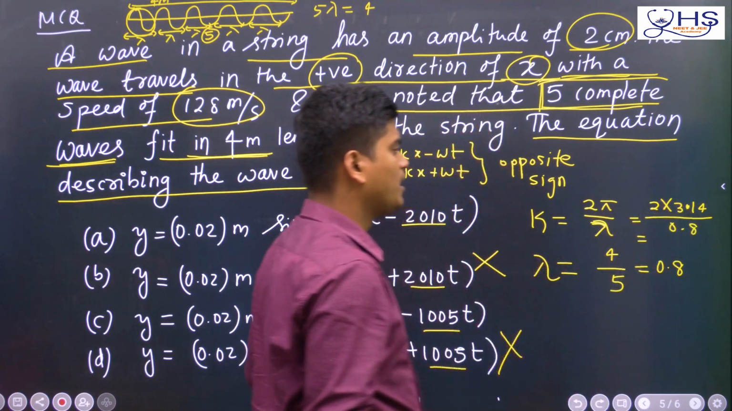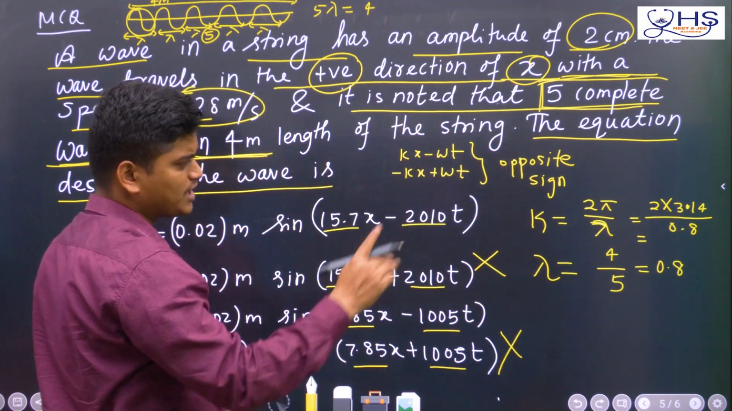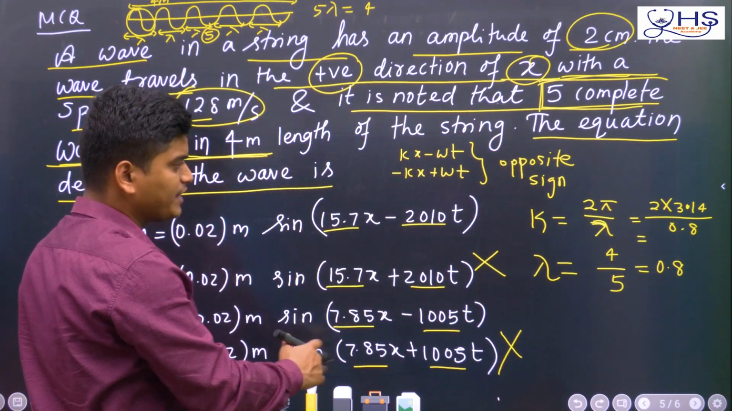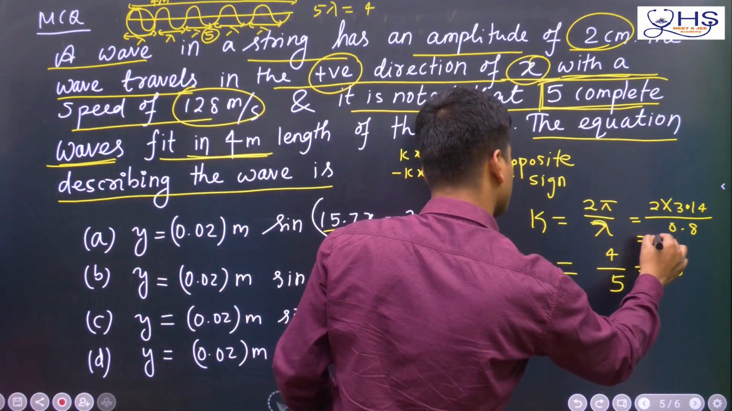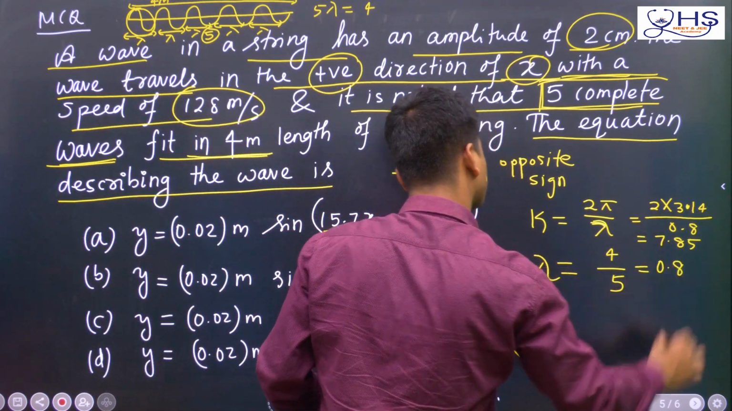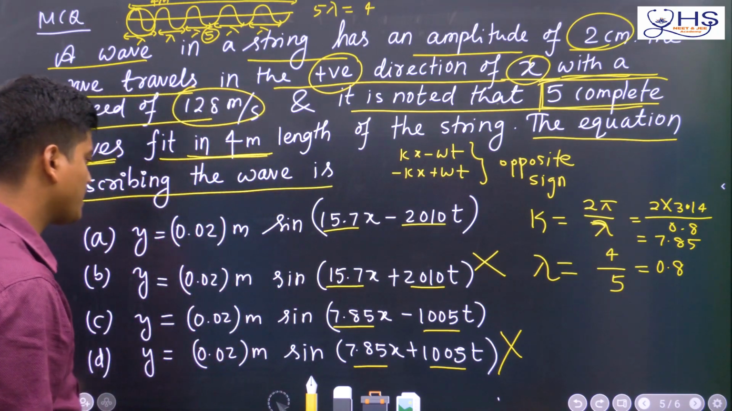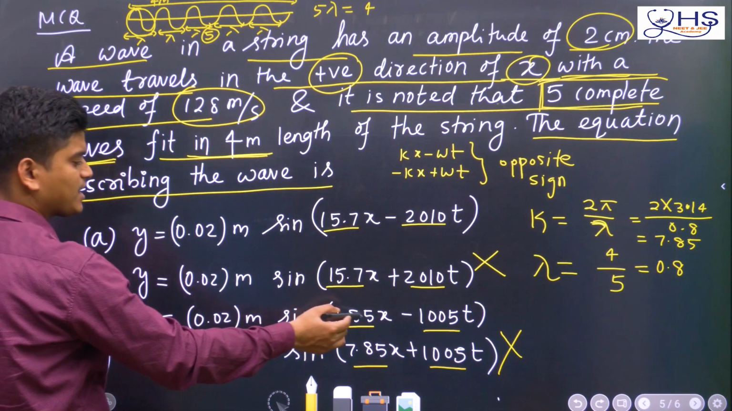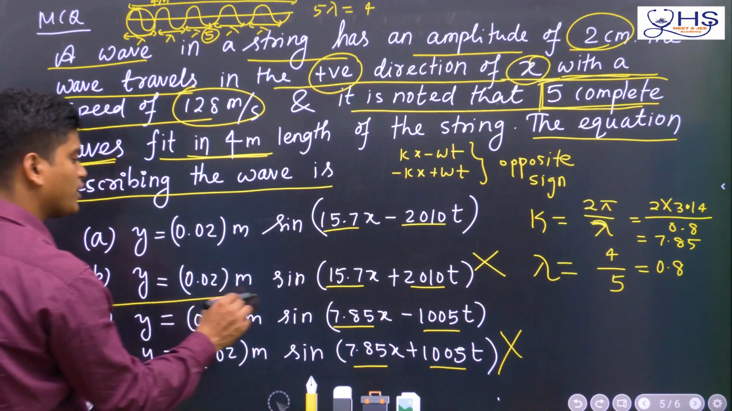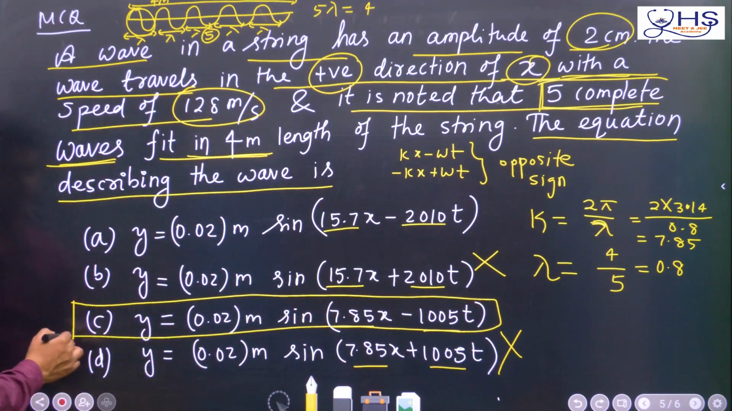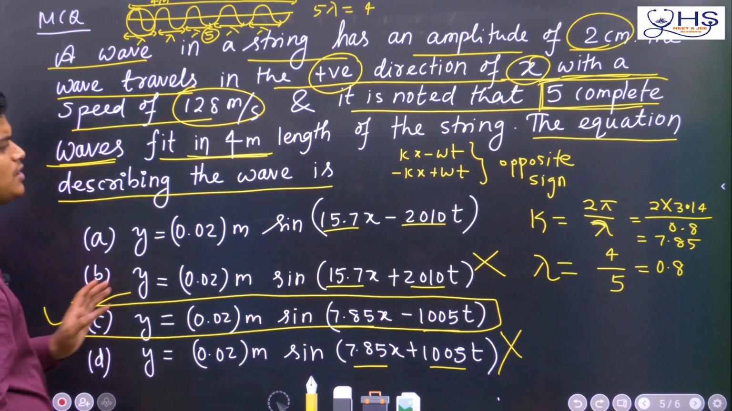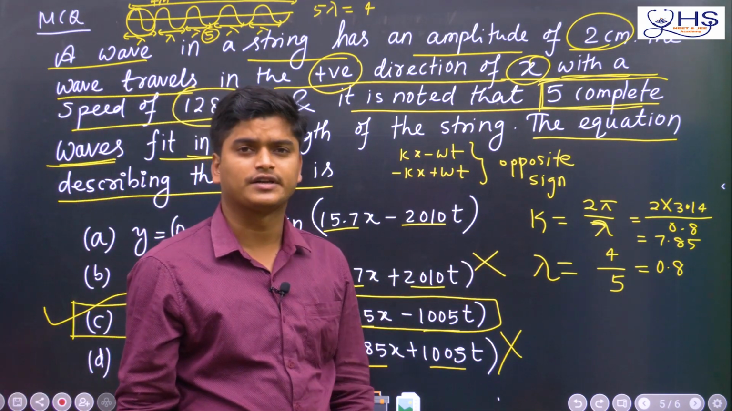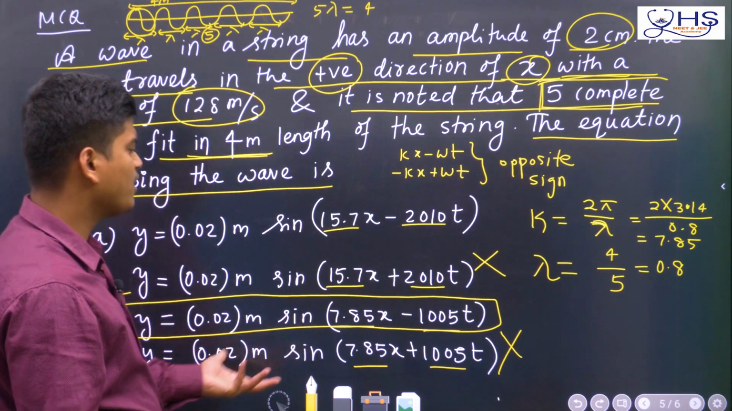Now here you can multiply 3.14. You check this one, it will come around 6 point something or 7 around, divided by 0.8. If you check this, it will come around 7.85. That means you can understand, k is nothing but the coefficient of x, which is matching exactly with 7.85. So your answer will be option C. So no need to find omega because you got it from this k. If you want to find omega, you can go for omega.